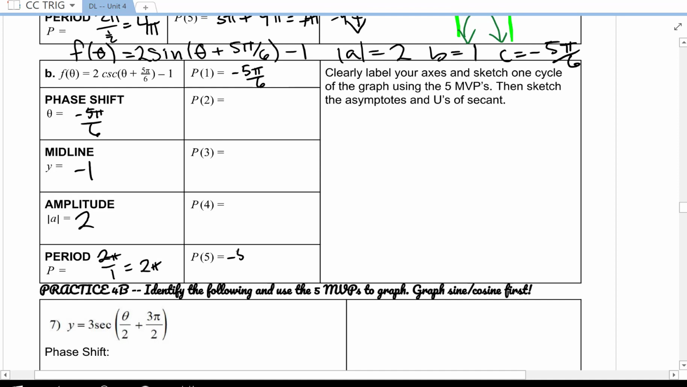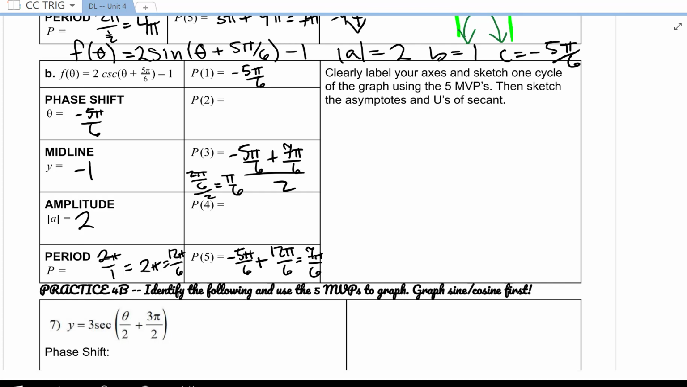Okay. P5 is P1 plus the period, which is 2 pi, but I would like to put that in terms of 6, so that's 12 pi over 6, so 7 pi over 6. Okay, let's find P3 by taking the average of P1 and P5. You end up getting 2 pi over 6 over 2, which is just going to be 2 pi over 12, which is pi over 6.